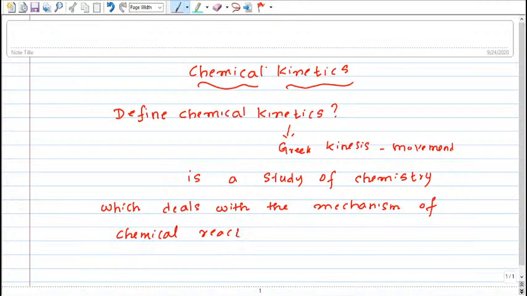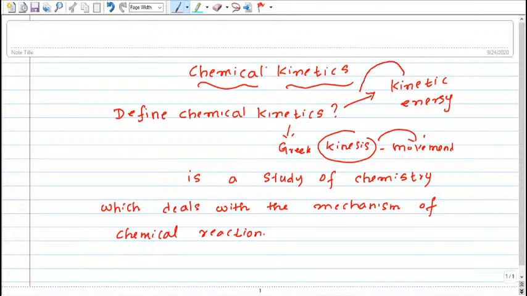I hope you would have written this same definition. Kindly note down this definition, which is important. Kinesis means movement. So in chemical kinetics, what is the energy exhibited? It may be asked as a 1 mark question in JEE and NEET. It is nothing but kinetic energy. Remember this, it is a concept based question. Chemical kinetics purely deals with kinetic energy. So kinesis means movement, and it is a study of chemistry which deals with the mechanism of chemical reaction. So part 1 of the starting session is over.